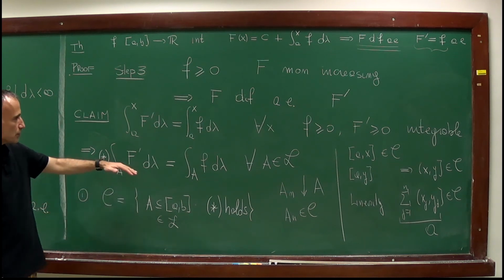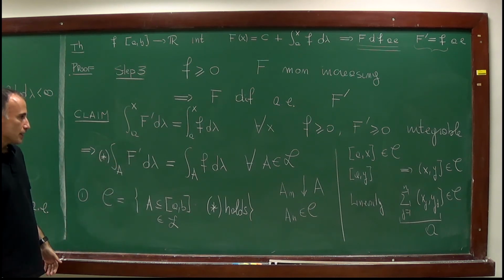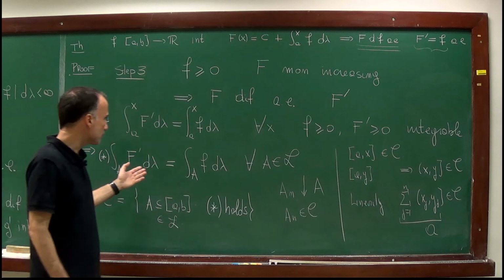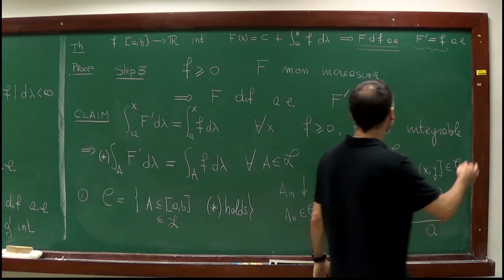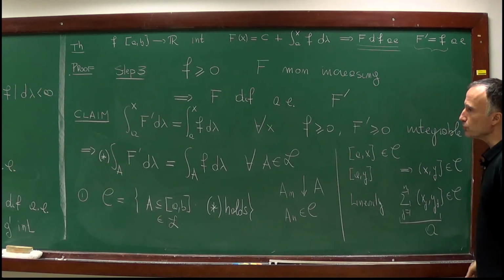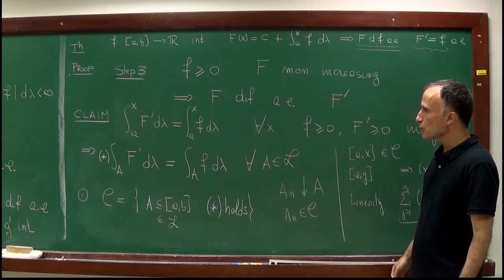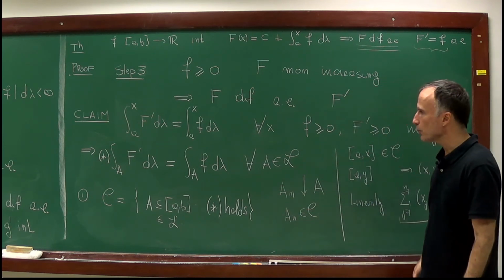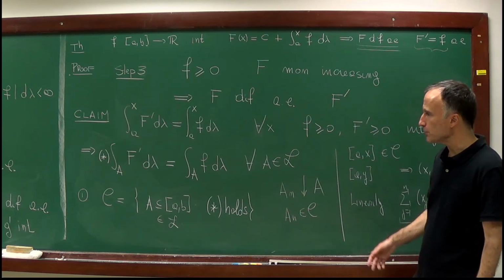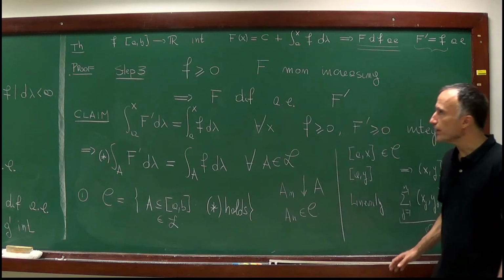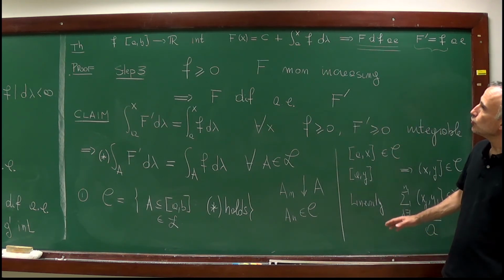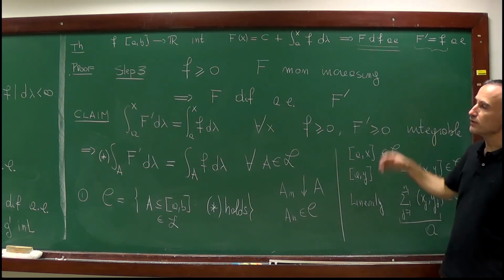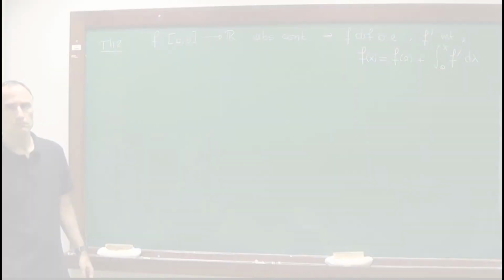And once you know that this holds for any set A in the Lebesgue sigma algebra, it's easy to conclude that F prime has to be equal to F almost everywhere. This has been proven in a previous lecture. So if you're not convinced, go back and recall the properties of the integral. So that completes the proof of the first main theorem of this lecture.